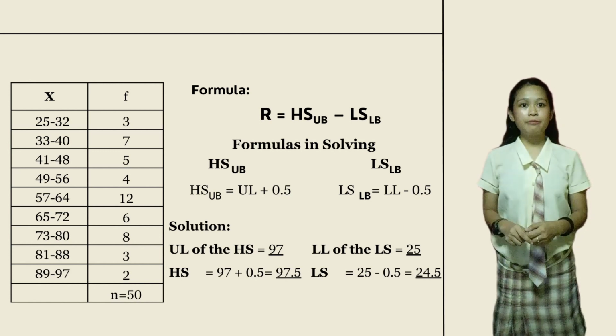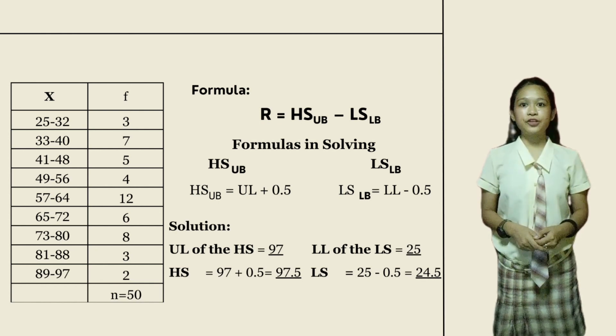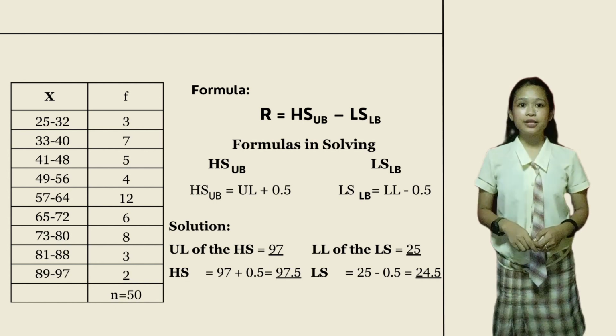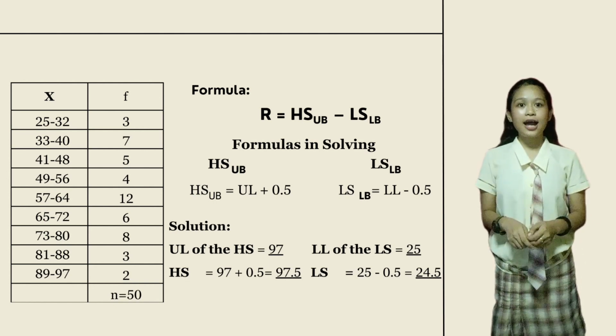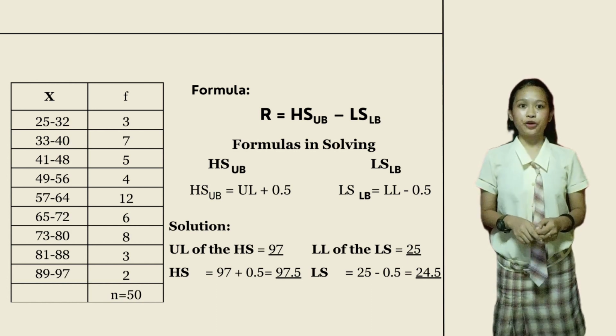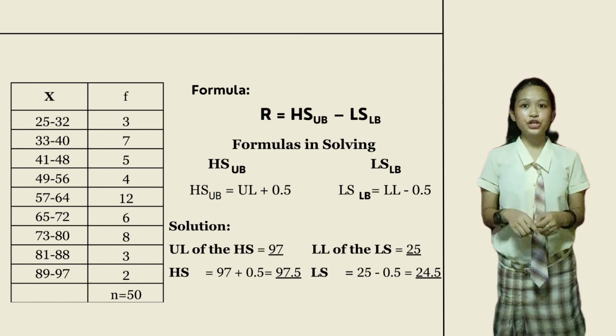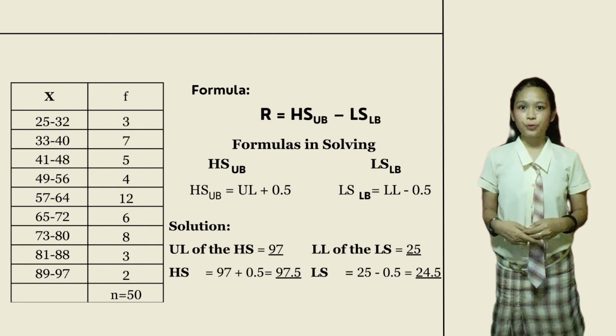Now for the lower limit of the lowest score, in the formula we only need the lower limit, but first we determine the lowest score range in the table. The lowest score range in the table is 25 to 32. In this range, the lower limit is 25. So we substitute 25 in the formula and subtract 0.5. So 25 minus 0.5 is 24.5.